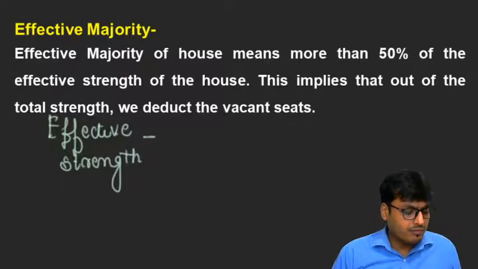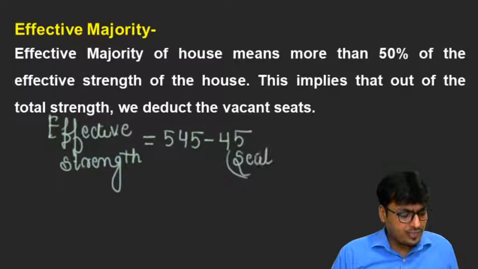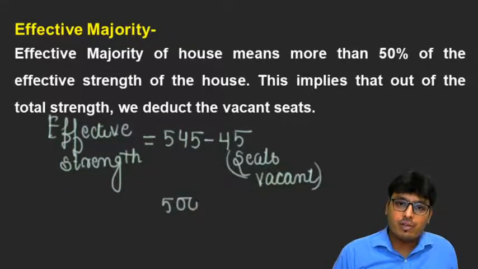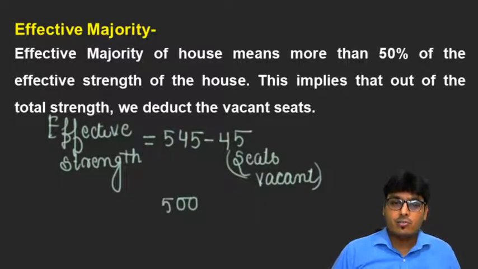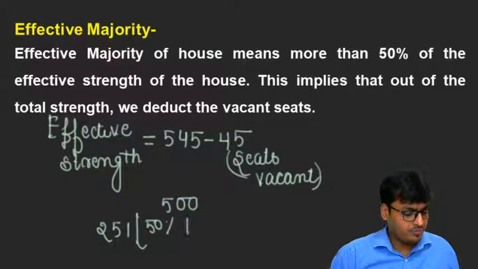and suppose we have total strength is 545 and 45 seats are vacant, so minus 45. That means seats vacant. So 545 minus 45. So effective strength will be 500. So in this case, the majority will be 50% plus 1. That means 251. That's it. 50% plus 1.